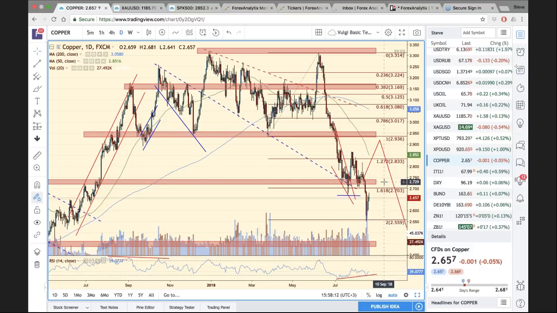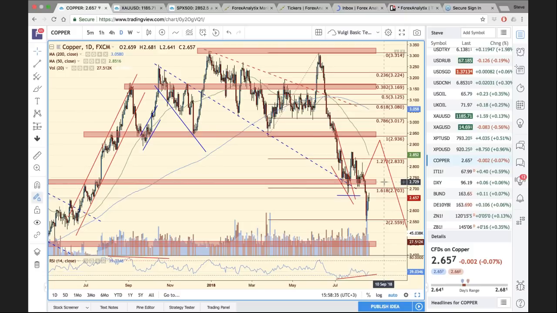So bottom line, between the four metals, I think by far the most constructive looks to be platinum. The others seem capable of perhaps extending these rebounds a little bit higher, but I wouldn't expect that we will be pushing to much higher levels. I think that the eventual moves are going to fail. So I think that covers all the metals.